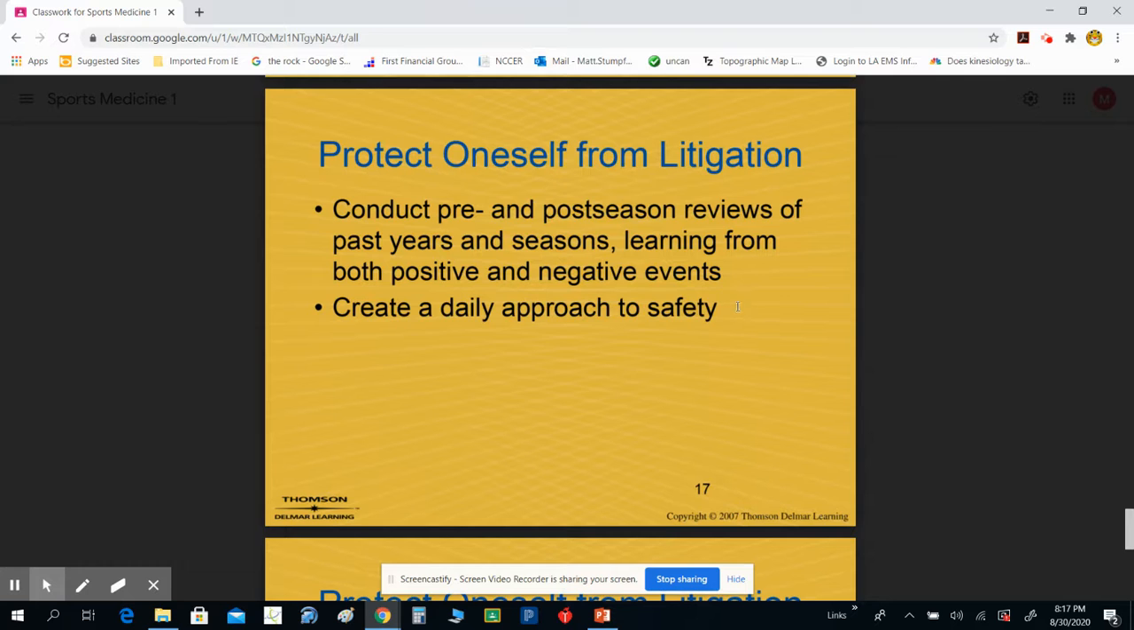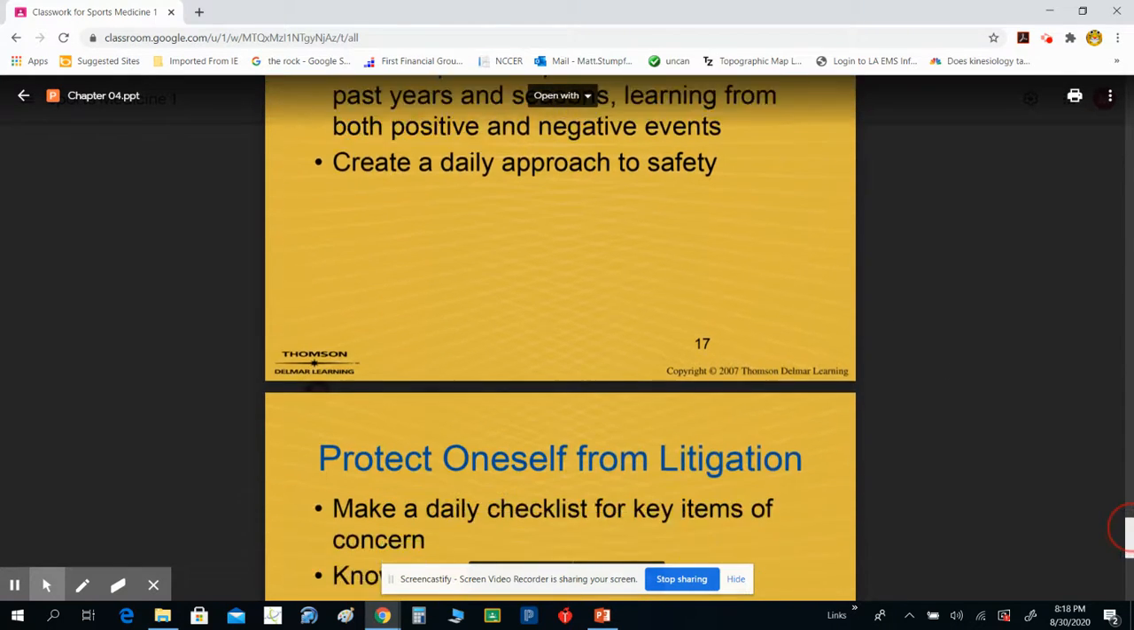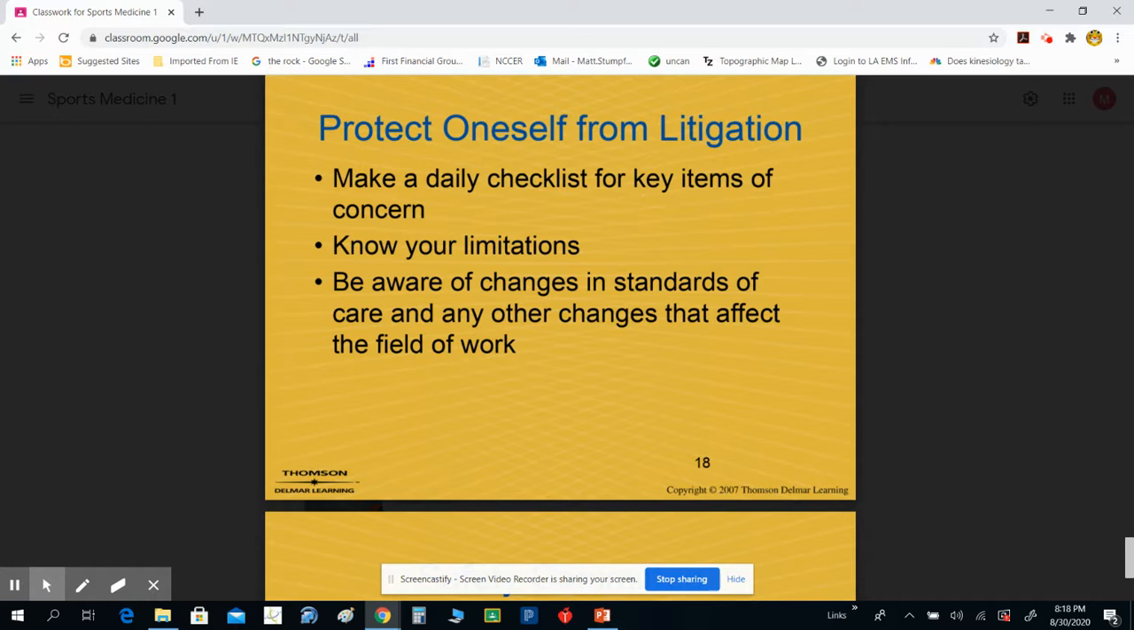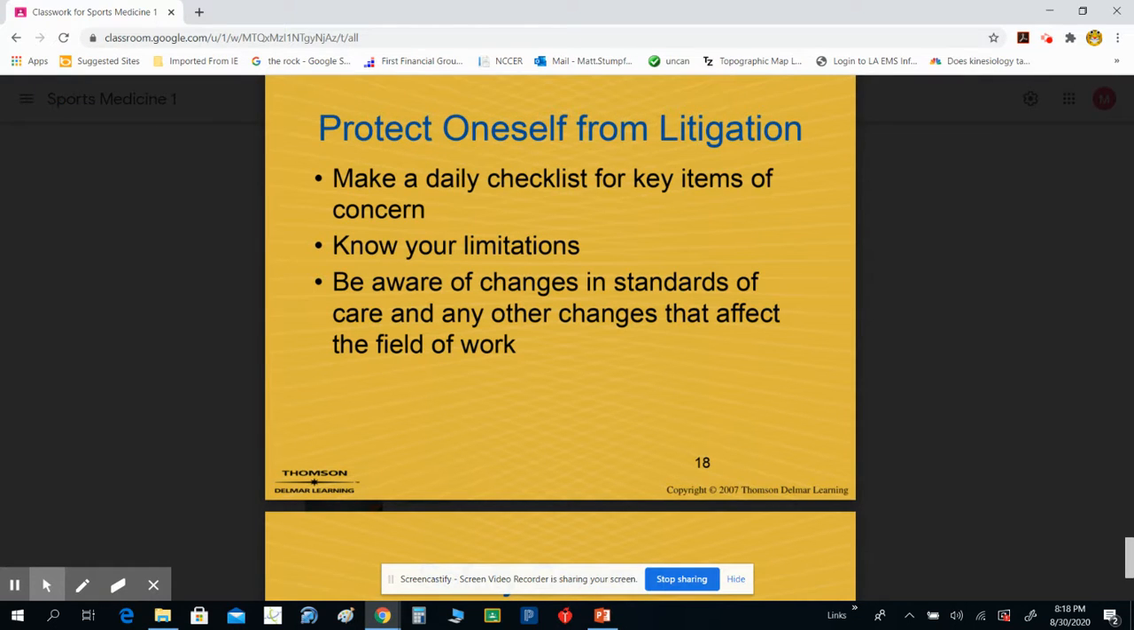Make safety a daily approach. We need to be of a safety mindset. We want to keep people safe. That keeps people from getting hurt. Make a daily checklist for key items of concern. If there's certain things that you need to do every day, put it on a checklist. Check it off. Know your limitations. Don't try and do stuff that you are not covered under your scope of practice as an athletic trainer for. You can't go cutting somebody open to dig out a splinter. That is not within your scope of practice, so we need to know our limitations.